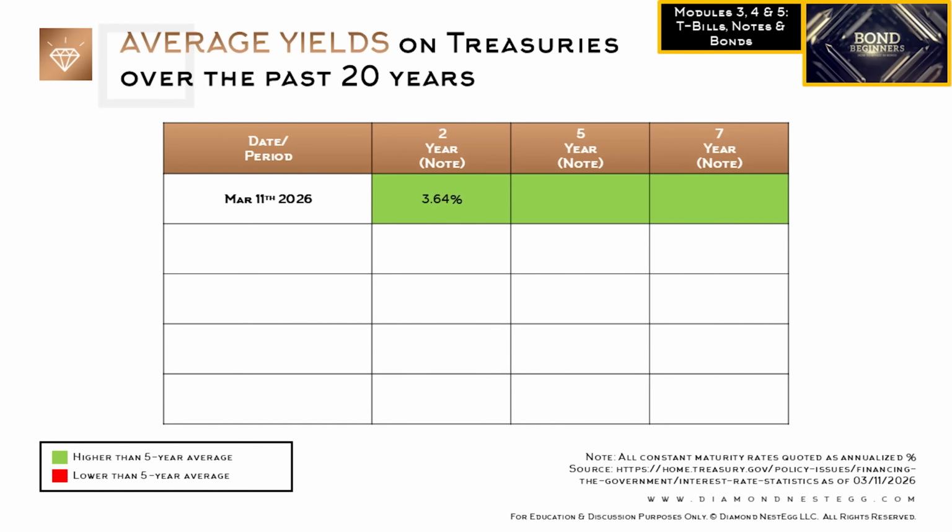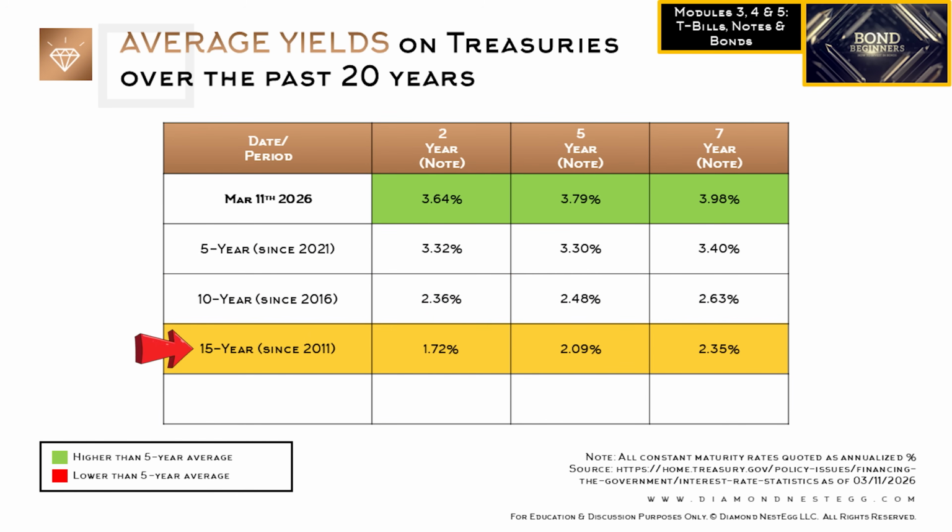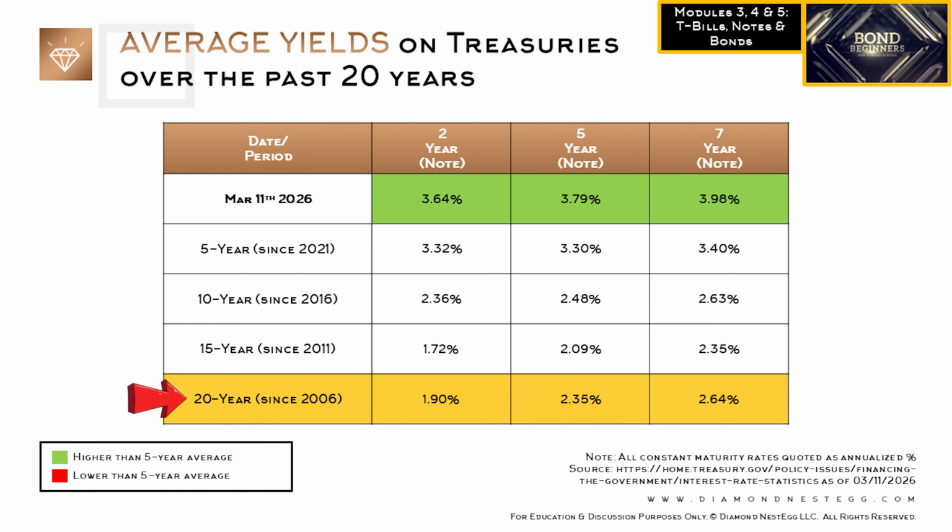Remember that despite the dip in the middle maturities, yields are still higher now than where they were on average over the past 2 decades. This is where the 2, 5, and 7-year maturities stand at the time of the taping. And this is where they averaged over the past 5 years, the past 10 years, the past 15 years, and the past 20 years. So, if we look at the 7-year again, it's more than 50 basis points higher than the 5-year average, and more than 130 basis points higher than the 10-year average.